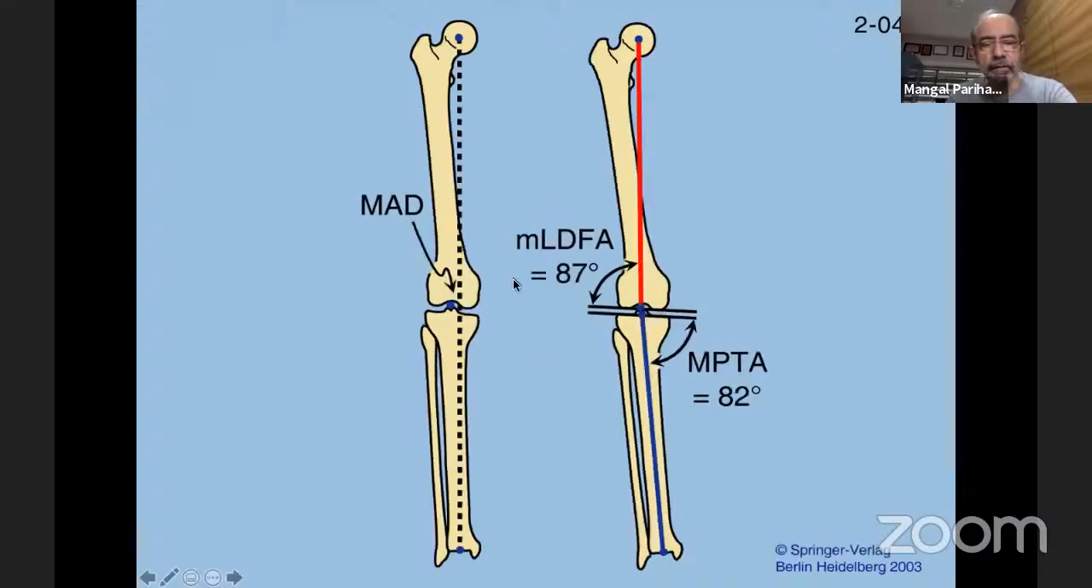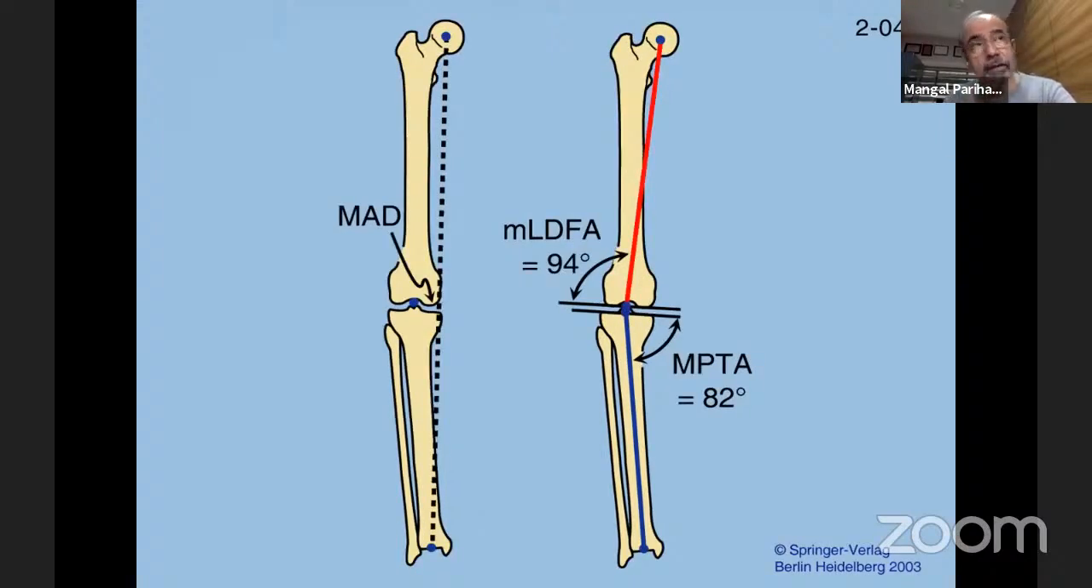Similar looking medial mechanical axis deviation. Here the LDFA is normal, 87, and the MPTA is 82, less than 85. That means here the deformity is in the tibia. And though these are line drawings, I'm using line drawings just to make it clearer. But these are cases which all of us, if you look at your full length X-rays, get on a routine basis.